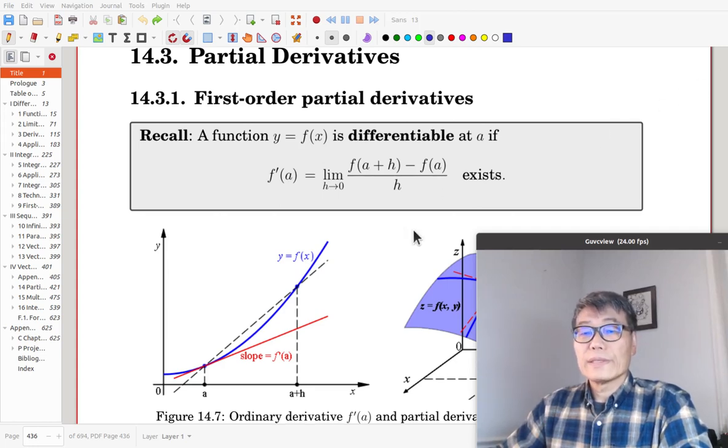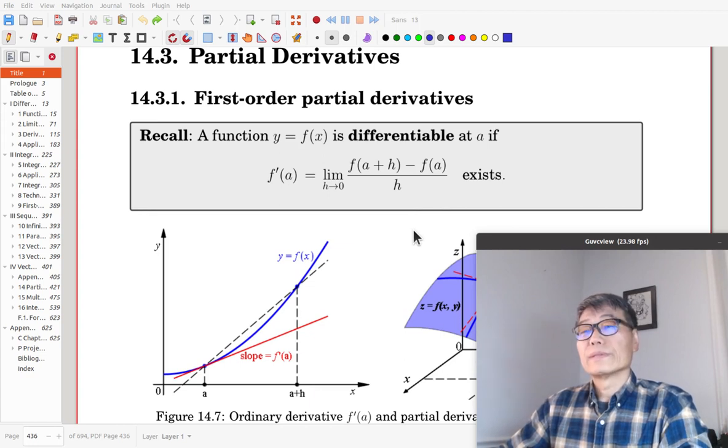It is section 14.3, partial derivatives. Before defining partial derivatives, we'll begin with a recall.